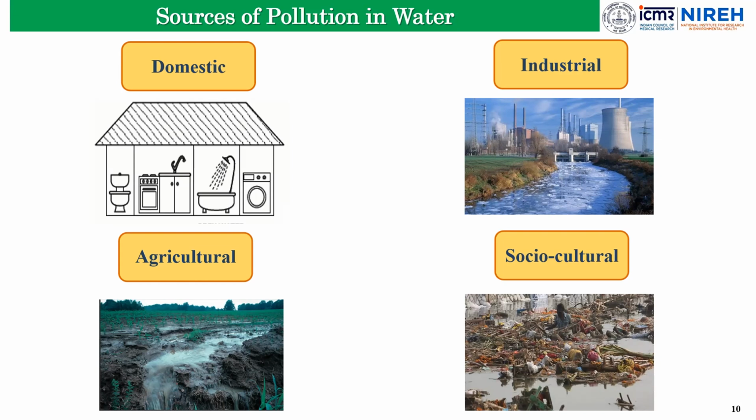And also, if there is some nearby water body, river or lake, then this water also contaminates that surface water body. So this is also a very important source of pollution, which is often neglected, but it should not be. Then the fourth important source of pollution is the socio-cultural sources. And it is only because of the social and cultural practices that we follow.